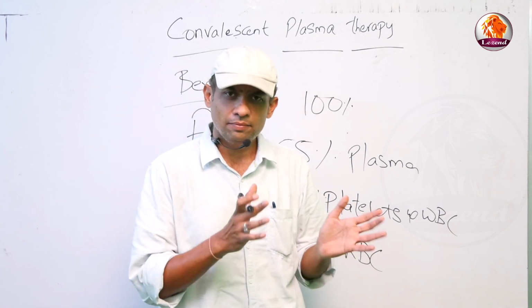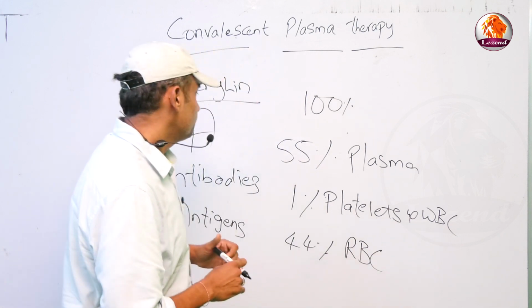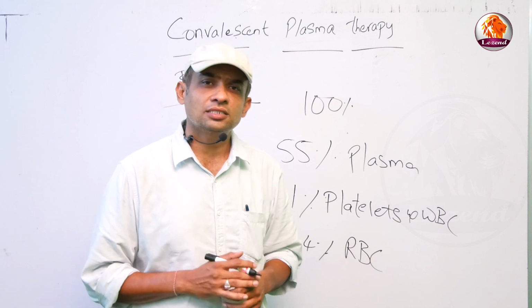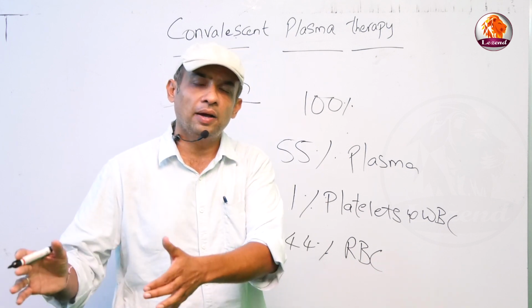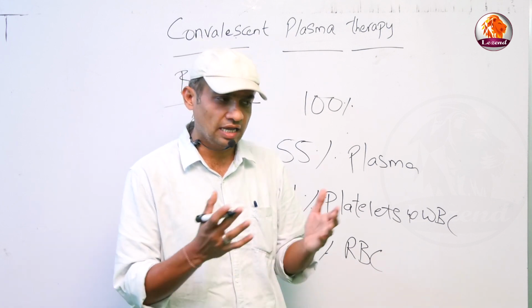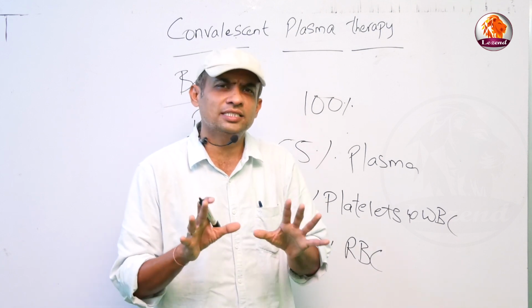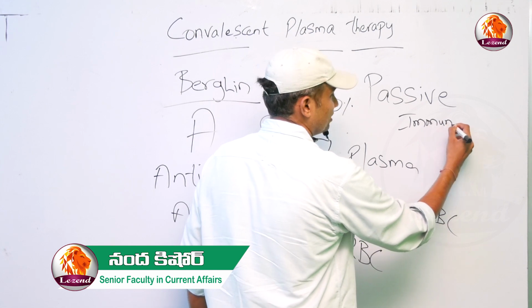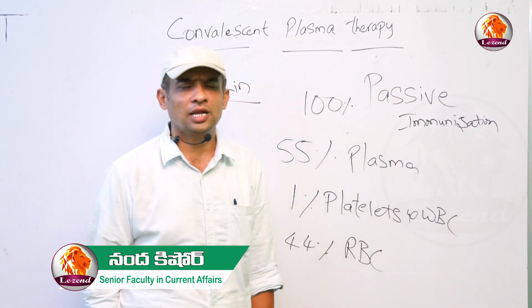Right? This is called the immune response. So this plasma is taken from the recovered patients and injected into the person who is suffering from the infection. This is a sort of passive immunization. Why is this called passive immunization?